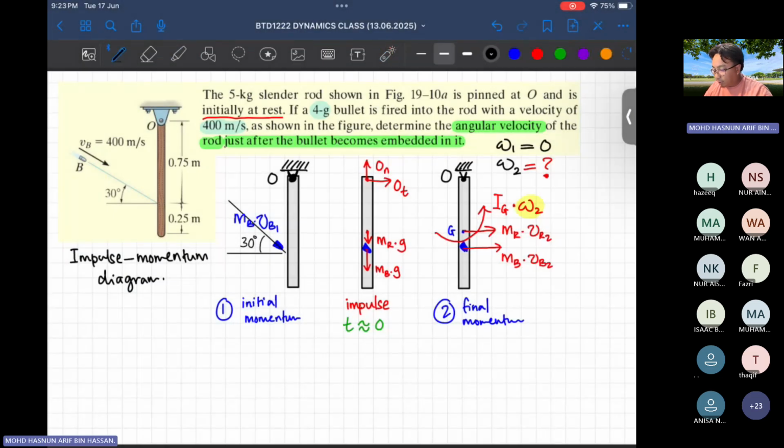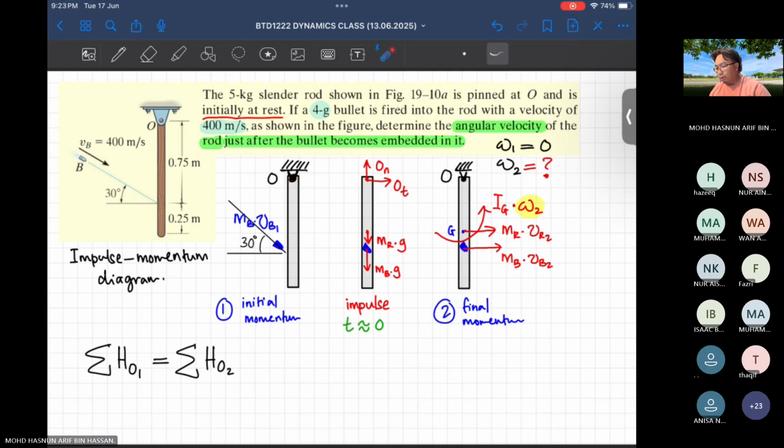Okay. So in this case, we will write down the equation total HO1 is equal to the total HO2. Okay, so this is the equation of conservation of momentum. Okay, HO. Why HO? Because we calculate at point O at the center of rotation. Okay, this is a rotating object, so the object rotates at point O, so that's why we calculate HO. Okay, so HO1. Okay, let's focus on total of HO1.